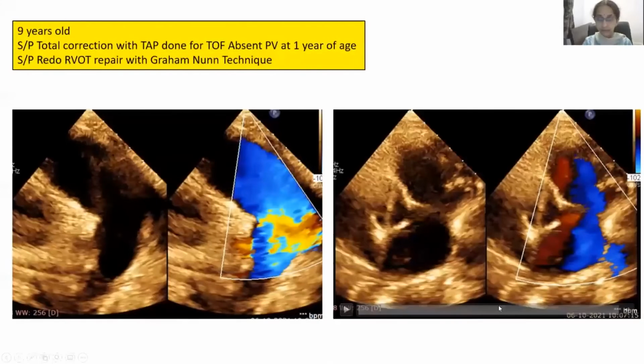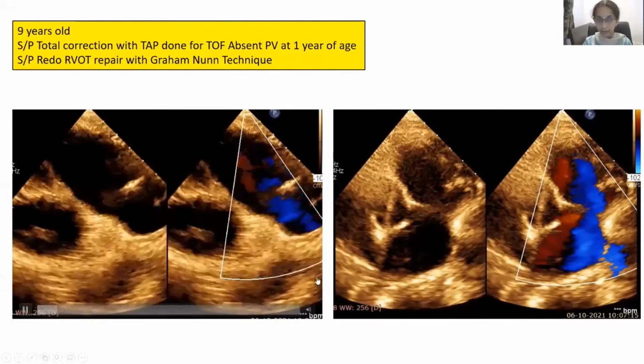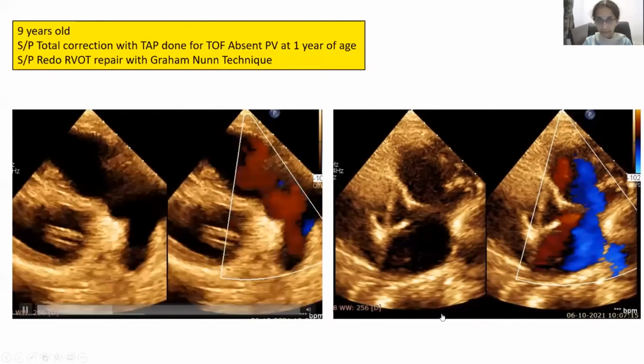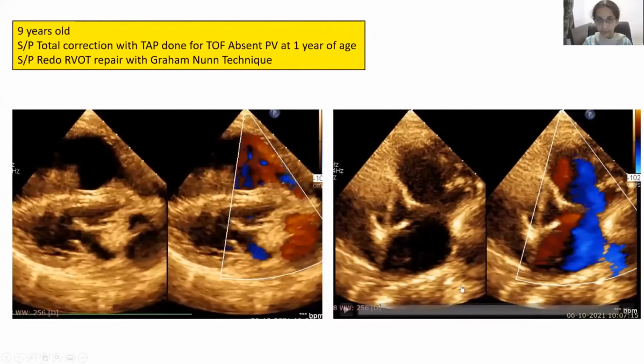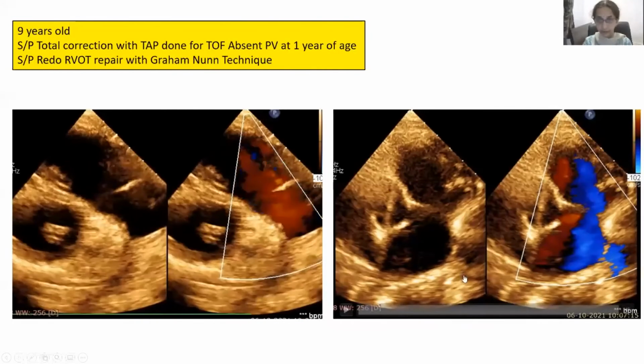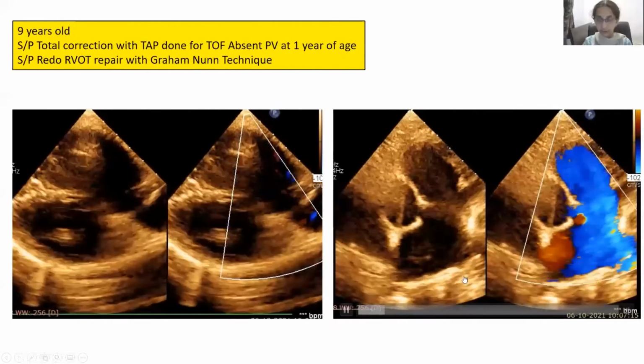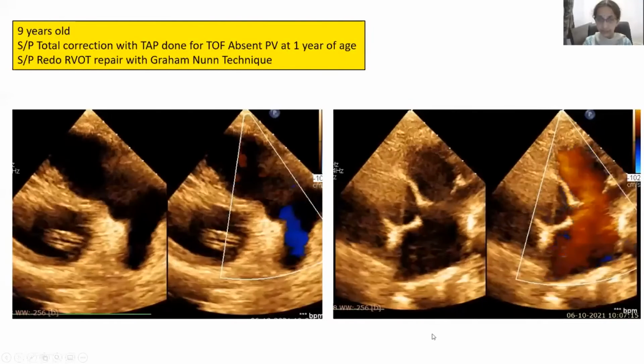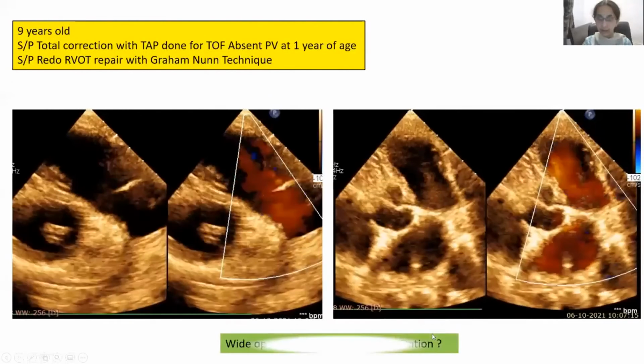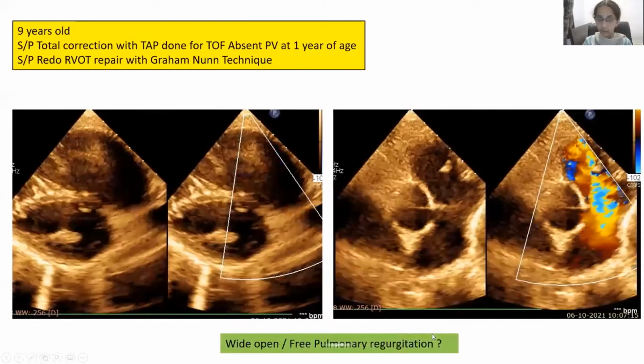Now, this is a 9-year-old child who underwent a redo surgery for an RVOT. His initial surgery was for tetralogy with absent pulmonary valve at the age of 1 year. And now the repair was done with a Graham-Nunn technique. Now, when we see these images, the first thought is that this child has free, unguarded, open pulmonary regurgitation. These are the images after surgery.